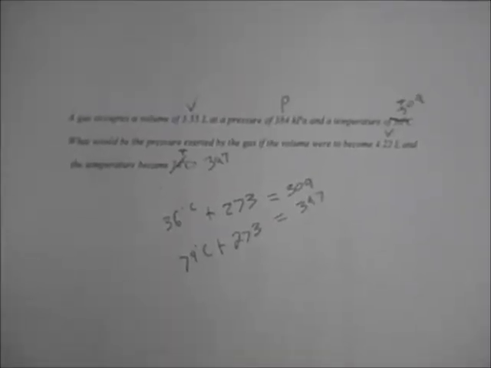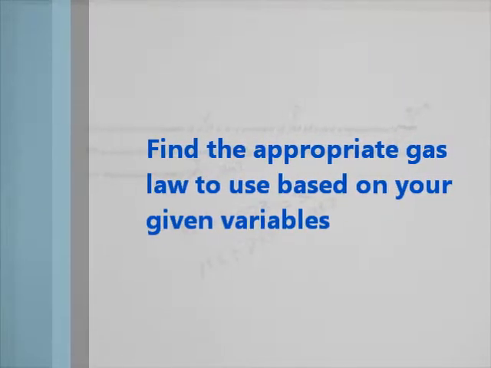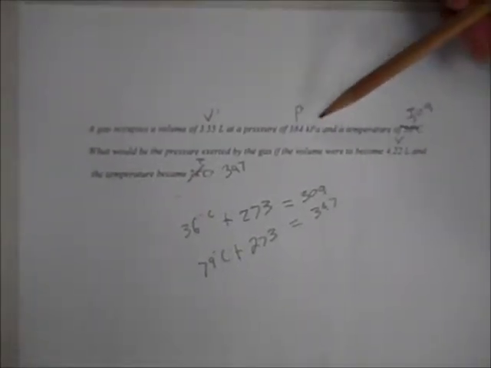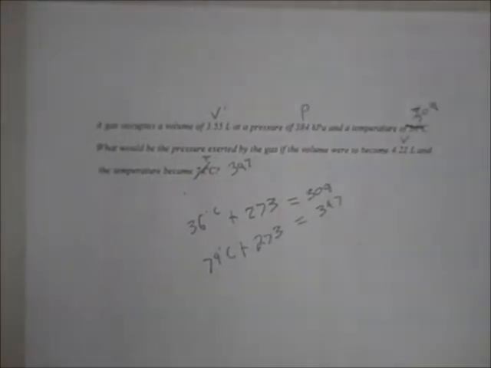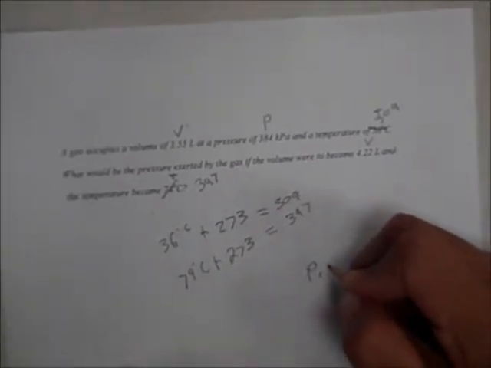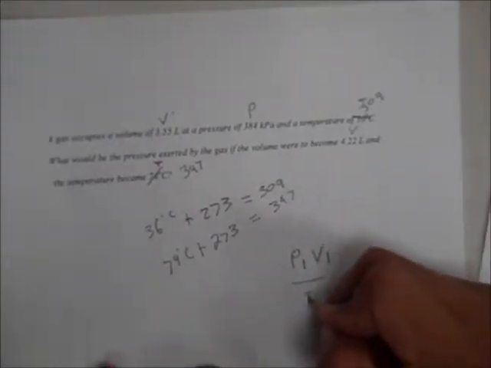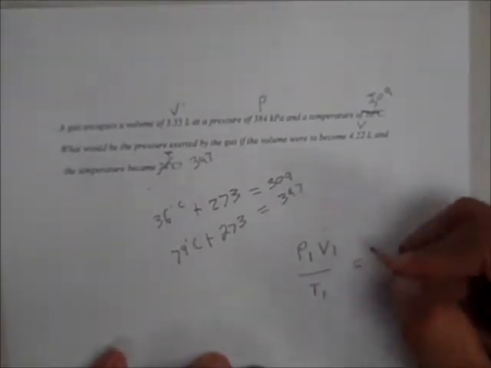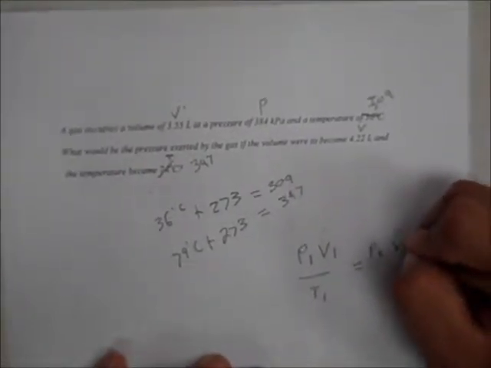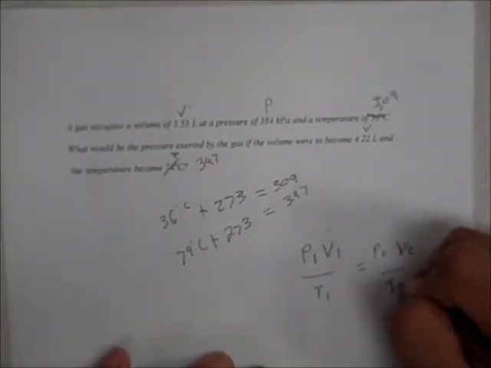Next, decide which of the following formulas you have by counting the number of each variable you have in the problem. So see here we have 2 V's, 2 P's, and 2 T's. So I'm going to use the formula P1 V1 divided by T1 equals P2 V2 divided by T2.